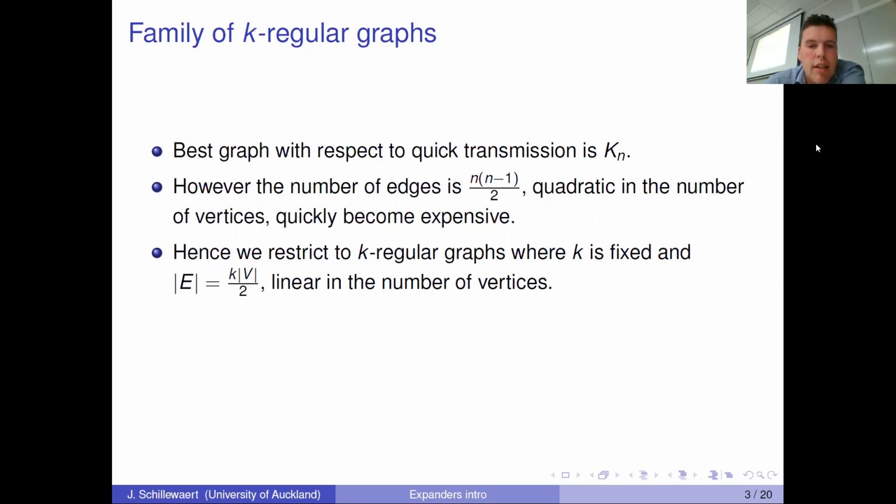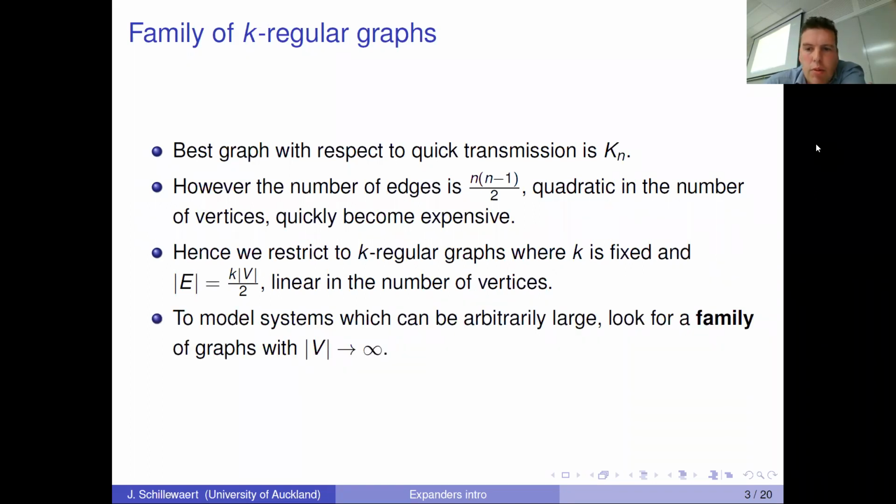This time, this is linear in the number of vertices. So before we had quadratic growth, this time we only have linear growth. So these are much, much better from the point of view of the cost that you're going to have. But of course, are they still going to be good for transmission of information? That's the big question.